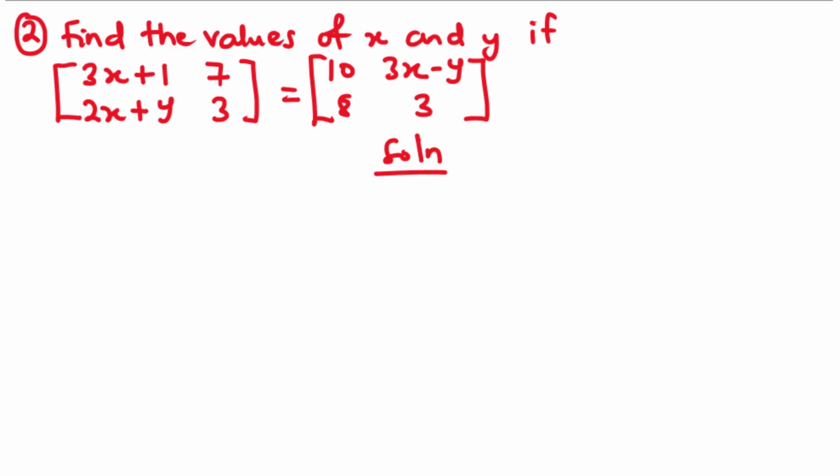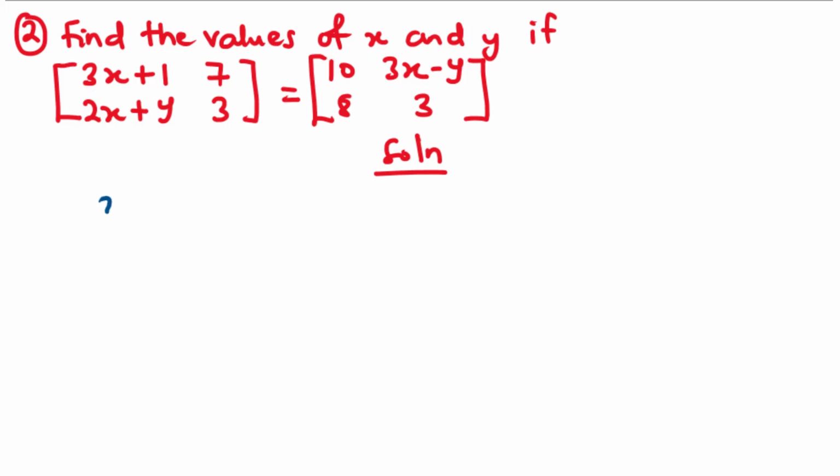Now to solve this problem, we need to generate two linear equations that contain the unknown variables x and y. And since the two matrices are equal, we can equate their corresponding elements or entries. So for the first equation, we can select 3x + 1 = 10, and then 2x + y = 8. We can as well choose 3x - y = 7. All you need is to generate two linear equations.